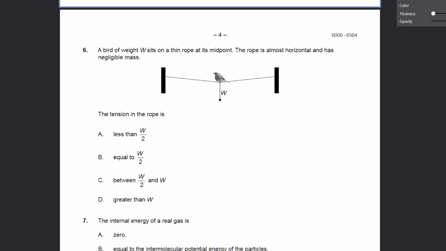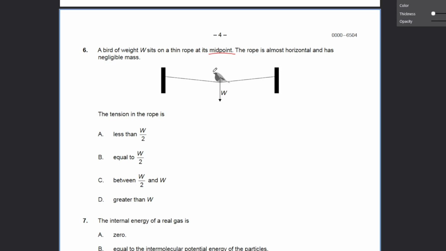Moving on to question 6. A bird of weight W sits on a thin rope at its midpoint. Alright, so it's evenly spaced on each side. And the rope is almost horizontal and has negligible mass. The tension in the rope is either less than W over 2, equal to W over 2, between W over 2 and W, or greater than W.